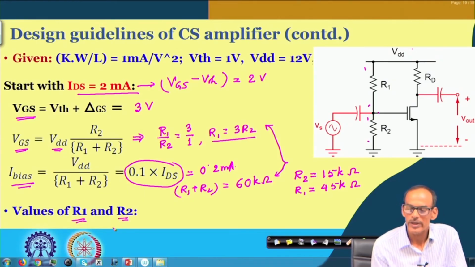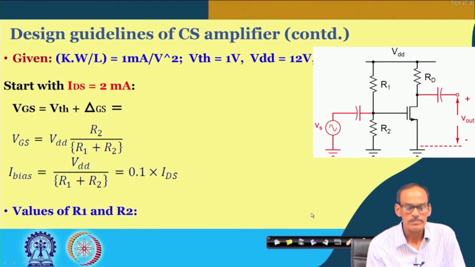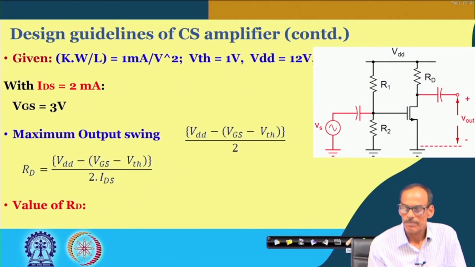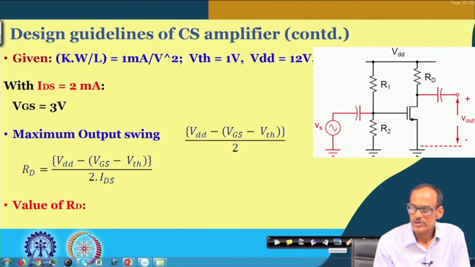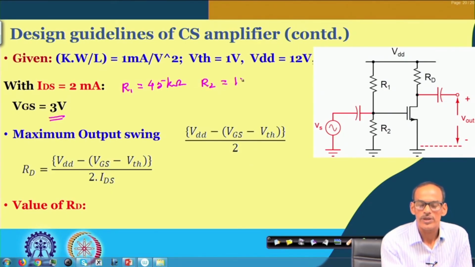You may recall that we obtained different values of R1 and R2 while targeting 0.5 milliampere. Now, the next thing is that we can find the corresponding RD. Probably I do have another slide for that. Yeah. So once we obtain VGS equals 3 volt, with R1 equals 45 K and R2 equals 15 K.